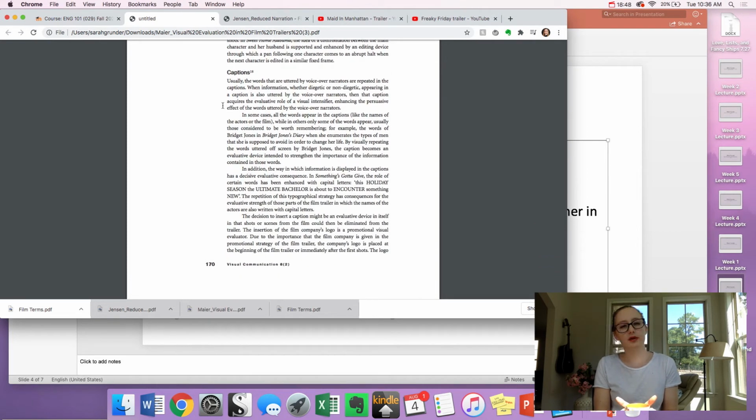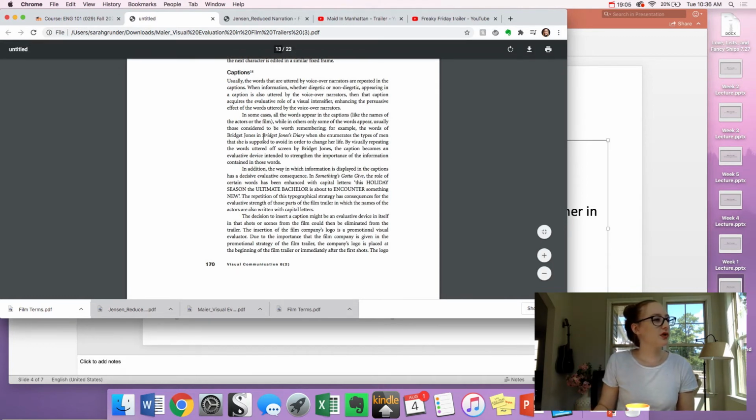There are also captions. I'm not sure if either of the trailers we're looking at have captions. I think they might. Usually words that are uttered by the voiceover narrator, a lot of the time you'll see written on the screen in caption. That is enhancing what you're hearing. It's intensifying it. So it's extra important.